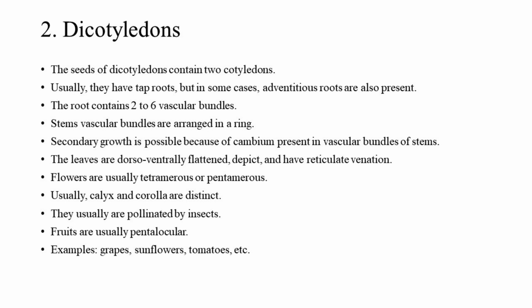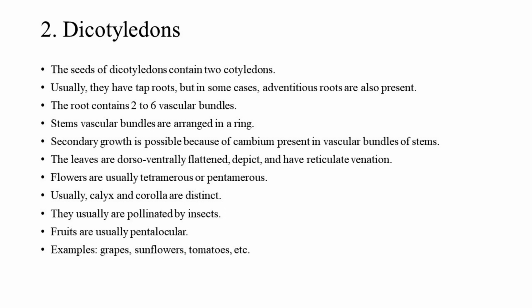2. Dicotyledons. The seeds of dicotyledons contain 2 cotyledons. Usually, they have taproots, but in some cases, adventitious roots are also present. The root contains 2 to 6 vascular bundles. Stems' vascular bundles are arranged in a ring. Secondary growth is possible because of cambium present in vascular bundles of stems. The leaves are dorsoventrally flattened and have reticulate venation. Flowers are usually tetramerous or pentamerous. Usually, calyx and corolla are distinct.